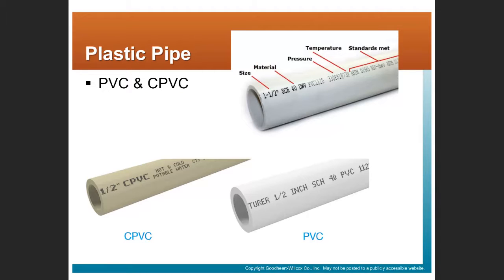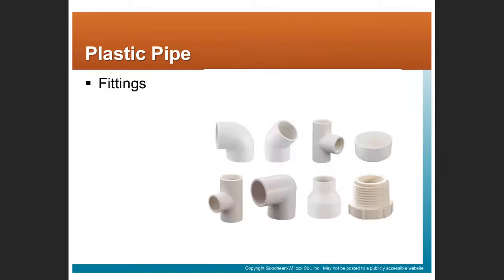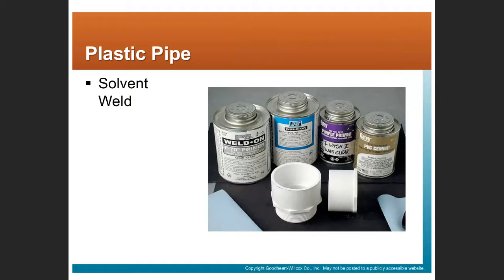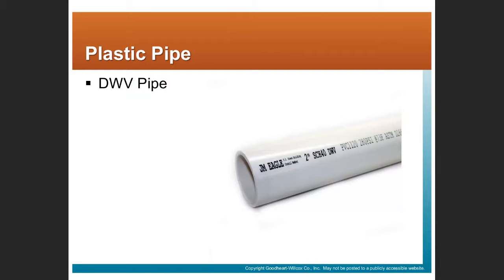Different types of plastic pipe, PVC and CPVC, right? Remember, if we have hot water, we're typically going to have CPVC piping. Again, plastic pipe has fittings, most often joined by solvent welding. So if you look at a plastic system, there might be a little streak of purple running down from the joint, right? That's the solvent that was used to join that stuff together.